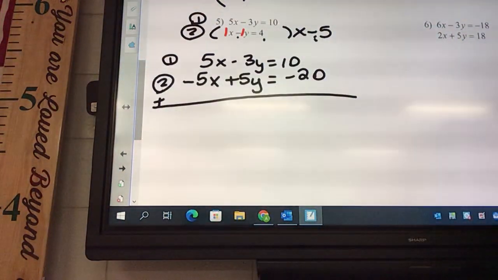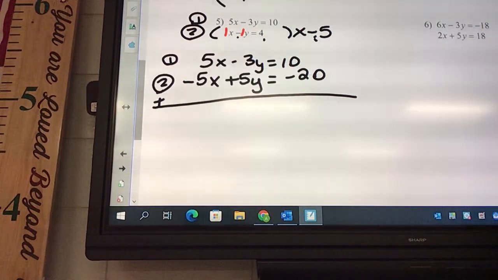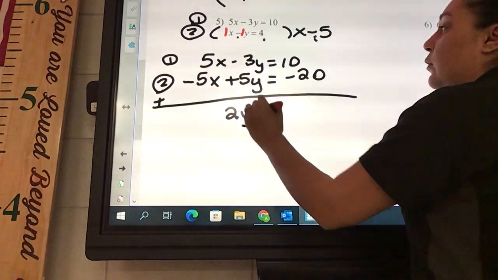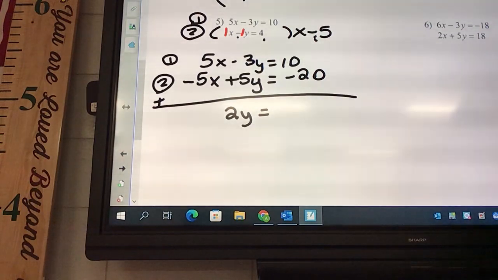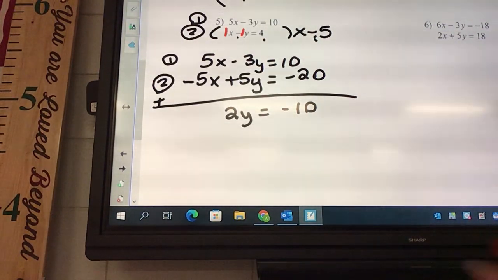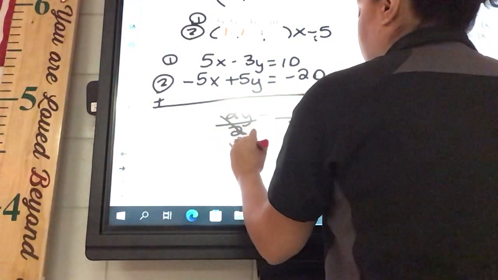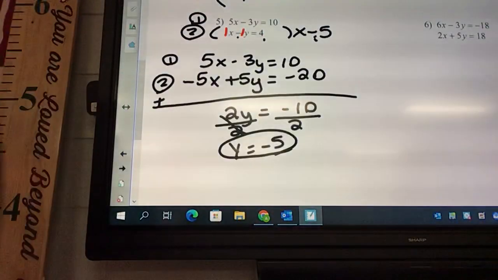Okay, so what's going to cancel? The x's. Okay, negative 3 plus 5, 2y, equals negative 10 plus 20. Negative 10. Okay, and then you can divide by 2. Okay, so we got our y solved.